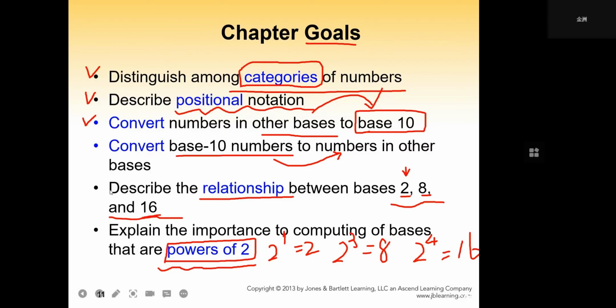Then you need to know how to describe the relationship between bases 2, 8, and 16. They have some relationships. In fact, it is also related to the next one, which is to explain the importance of computing bases that are powers of 2. So 2, 8, and 16 are all powers of 2. So why is it important for computing to be based on these kinds of bases, the powers of 2? So let's bring these chapter goals to start today's chapter 2 contents.